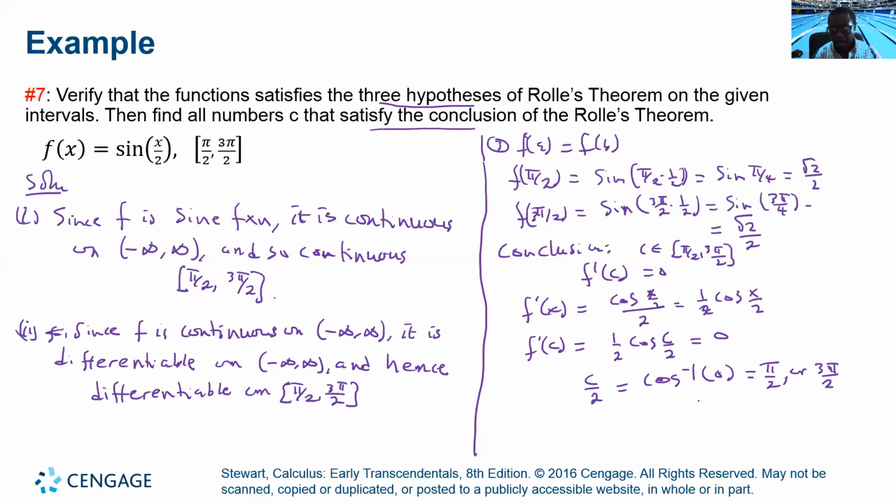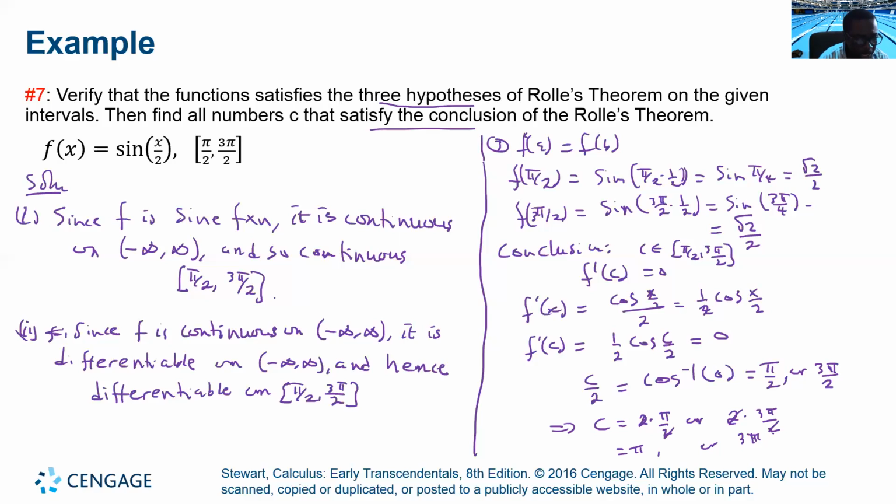It's in that interval. So therefore, what is C? C is equal to either 2 times pi by 2, or 2 times 3 pi by 2. And this cancels out. This is pi, or 3 pi. Now this 3 pi is outside.